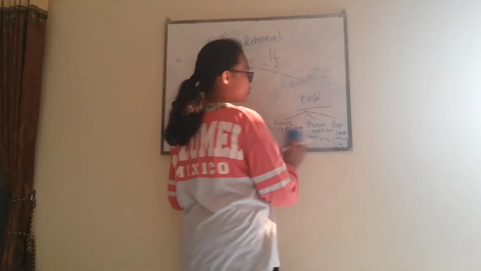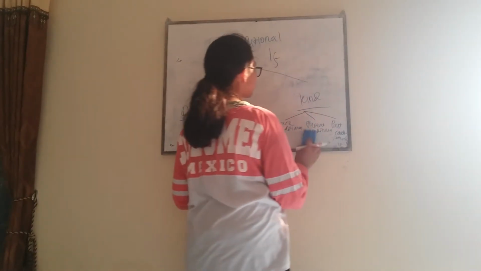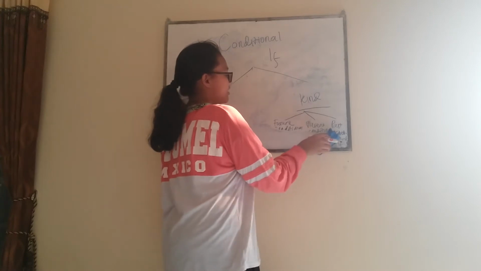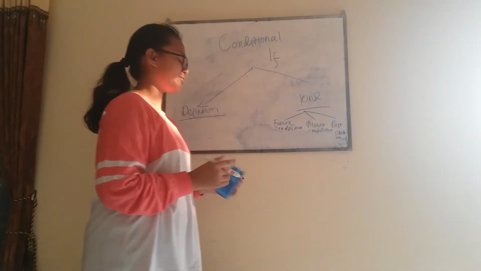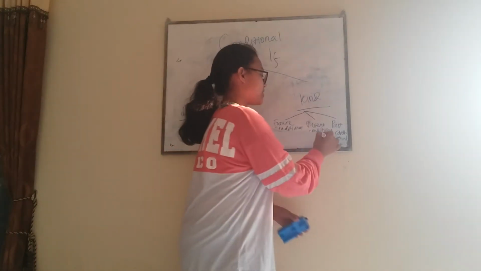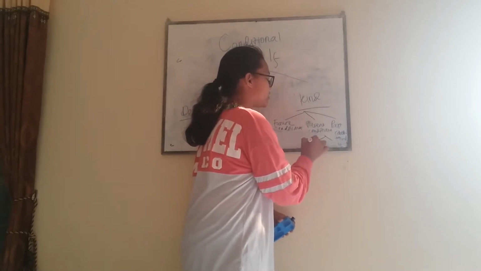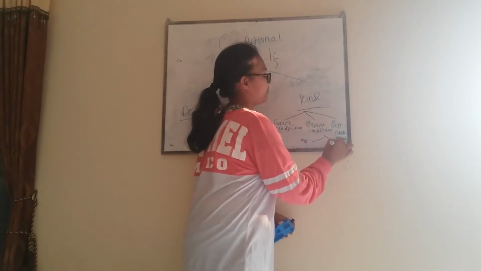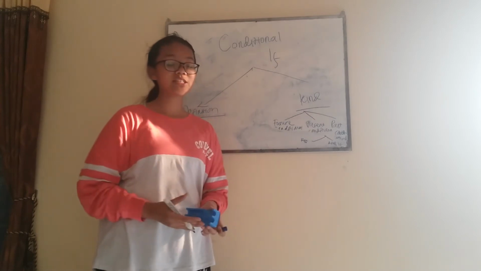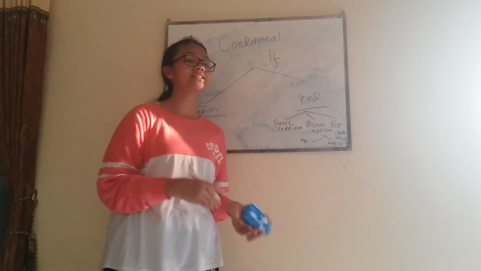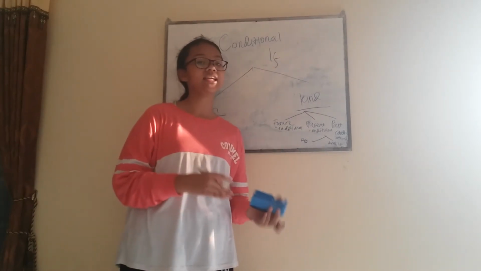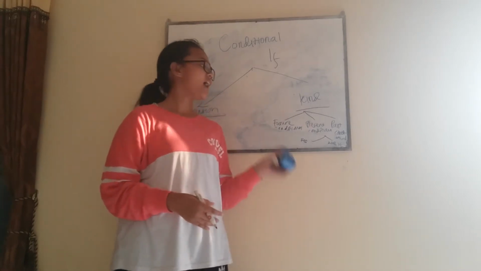Okay, now we go to the next kind of conditional if, which is past conditional if. Past conditional if consists of two parts. Number 1 is definition and number 2 is kind. Definition of past conditional if is used to express a condition which actually never happened at the past times.